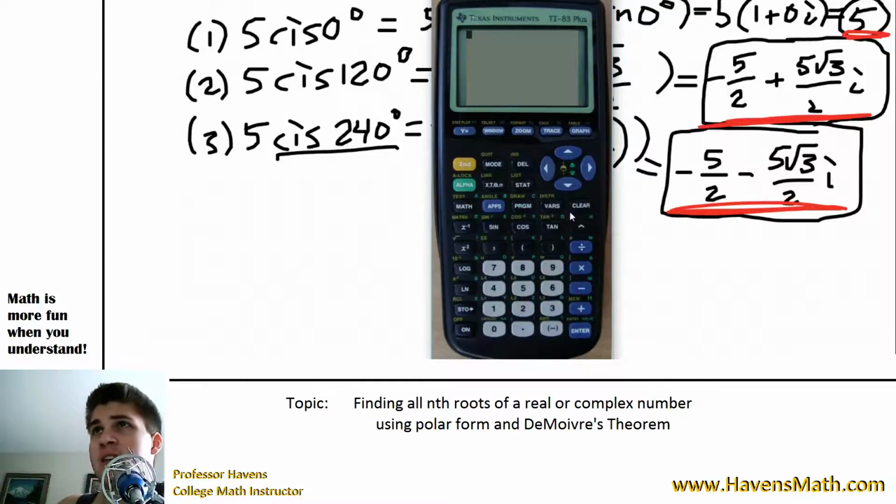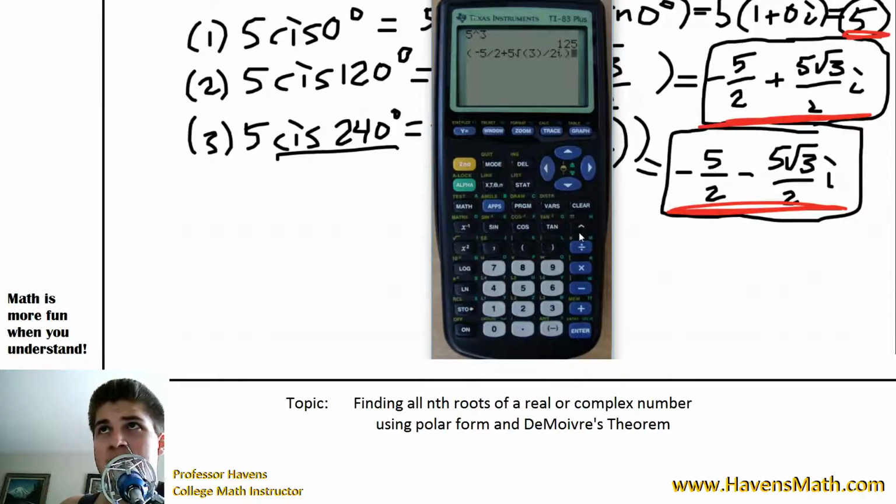So we're going to take our results and make sure that when we cube them, we get 125. Well, that one's obvious: 5 times 5 times 5 is 125. Let's try the other ones. Negative 5/2 plus 5 rad 3/2 times i. Whoops, i is right there. So there's my second root.